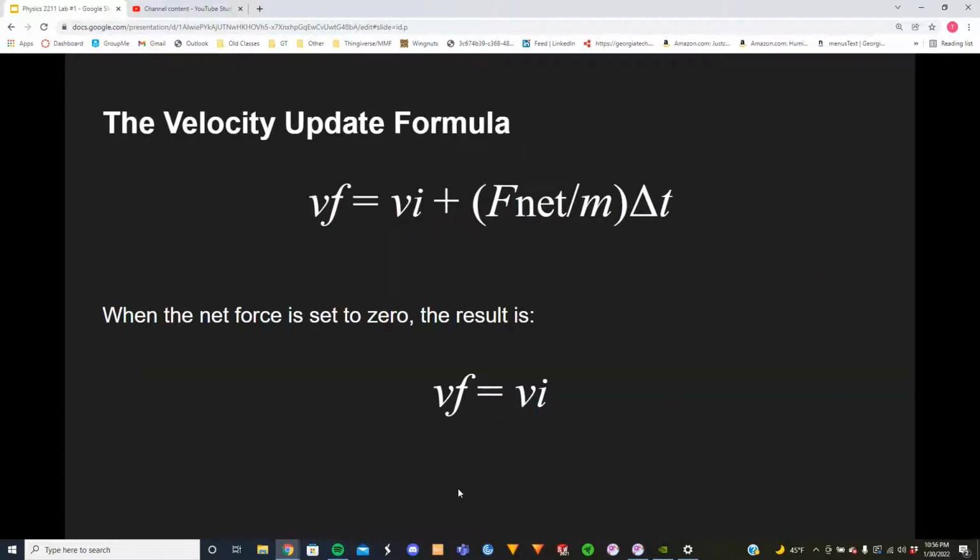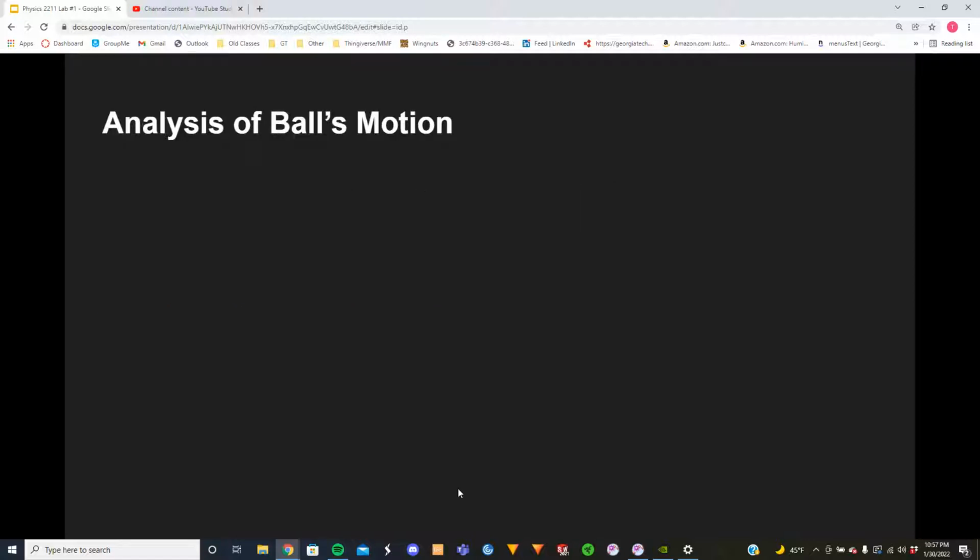What we can take from the second law is something called the velocity update formula, which calculates a final velocity given an initial velocity, a net force, mass, and change in time. And when the net force in this formula is set to zero, the resulting formula is then final velocity equals initial velocity.